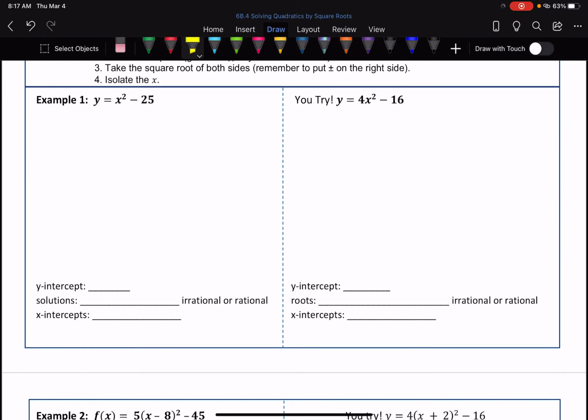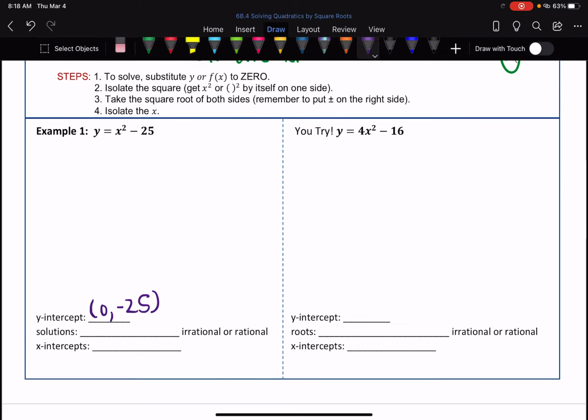So let's go on down to example 1. This tells us y equals x squared minus 25. First off, this is in standard form. We're just missing that linear term, so we're missing that b x term. Let's go ahead and identify our y-intercept from this. If I were to set x equal to 0, our y-intercept is just our c value, which is negative 25.